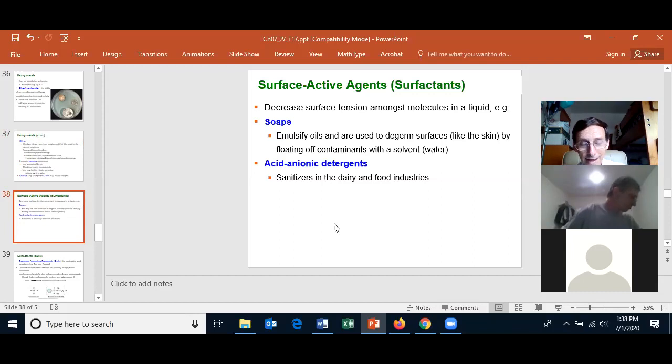Acid anionic detergents are sanitizers that are used in the dairy and the food industries, and I can't talk much about that because to my knowledge, I've never used them. Okay, I've used non-alcohol based sanitizers, but I don't think they were acid anionic detergents. There are sanitizers used in the dairy and food industries, and I have no idea why they use them, but I assume that these, if they get into food products, are probably not toxic.